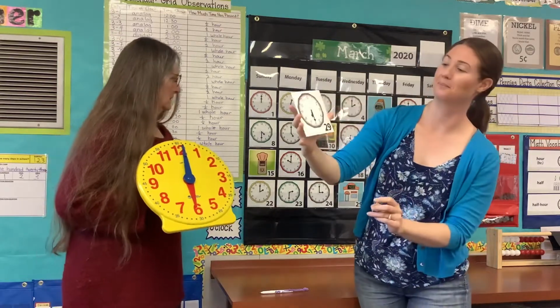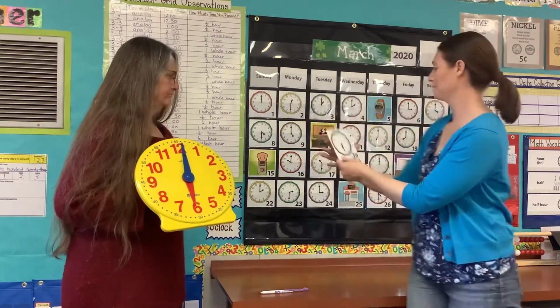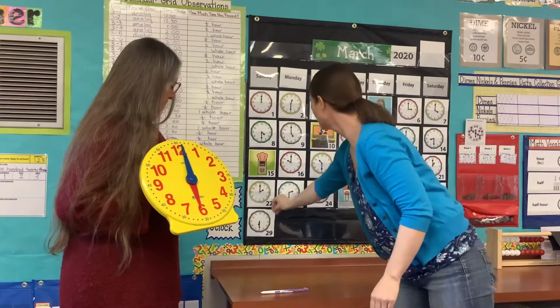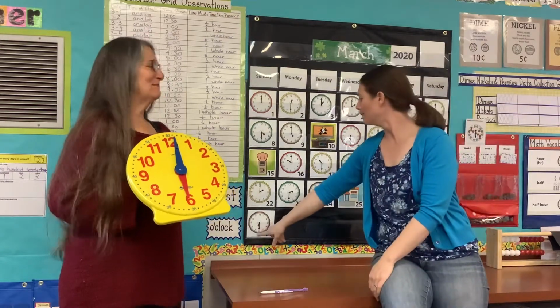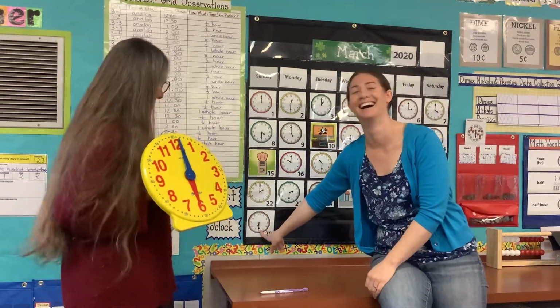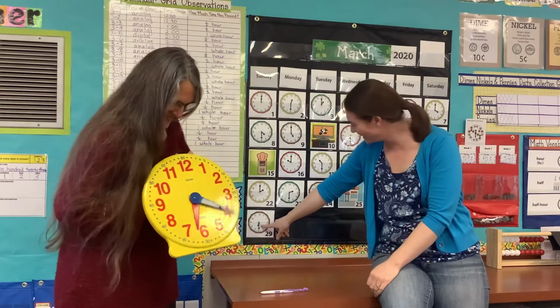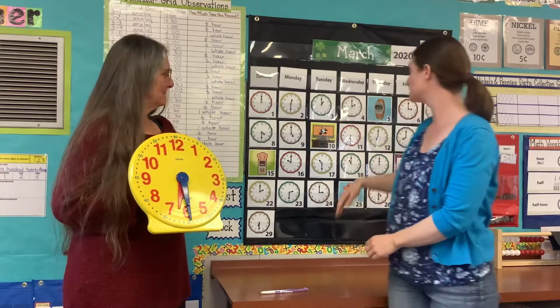Not yet. The 29th. Oh, yeah. You're right. From 5 to 6, an hour has passed. Here we go. It's hard to pull the wool over my eyes. 6:30. The hour hand is half past the 6. 6:30. A half hour has passed.